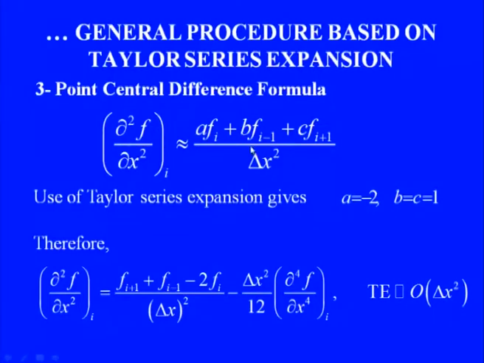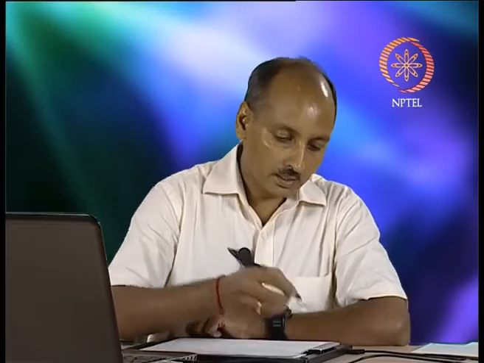Now first thing we will take up is the 3-point central difference formula. So this is our general formula, del 2 f over del x square at I is equal to a fi plus b fi minus 1 plus c fi plus 1 divided by delta x square. And using this formula, let us find out the values of a, b and c involved in this approximation using Taylor series expansion.